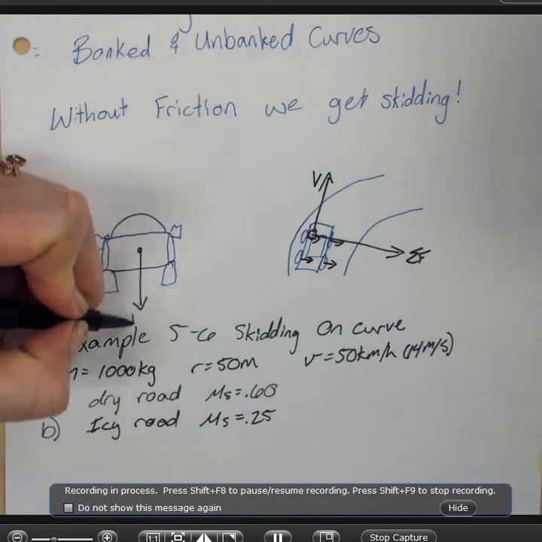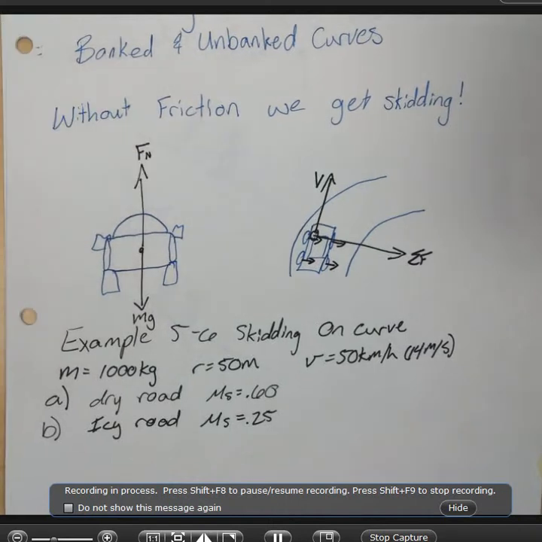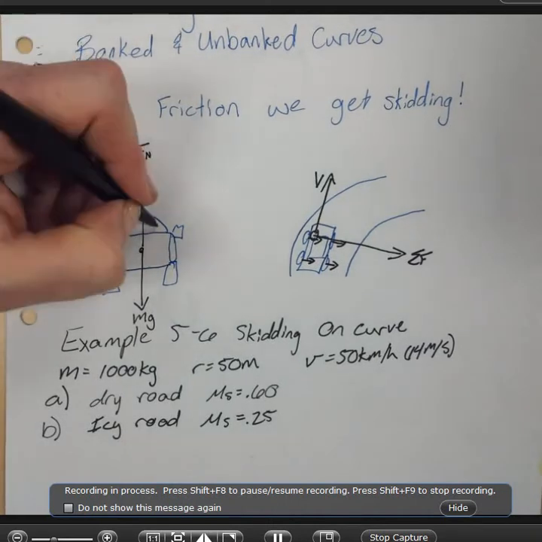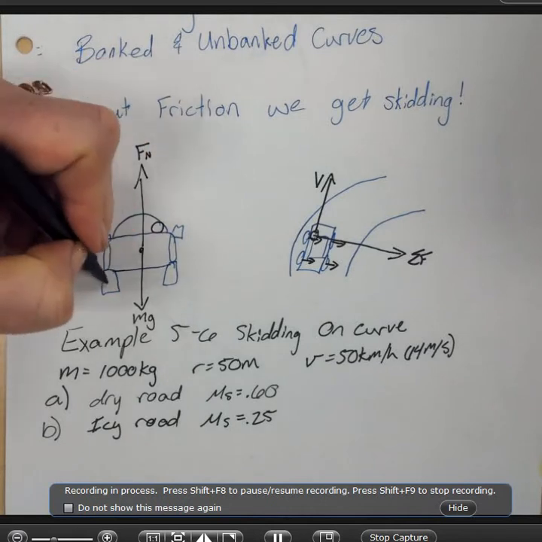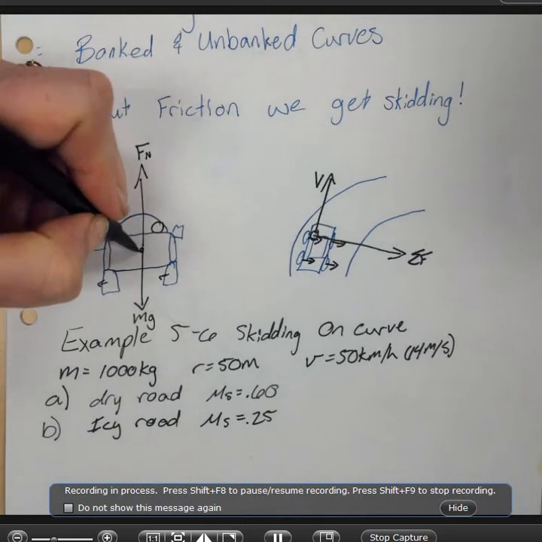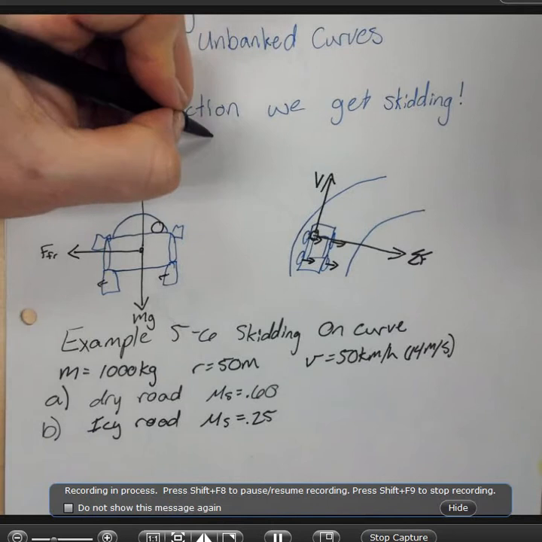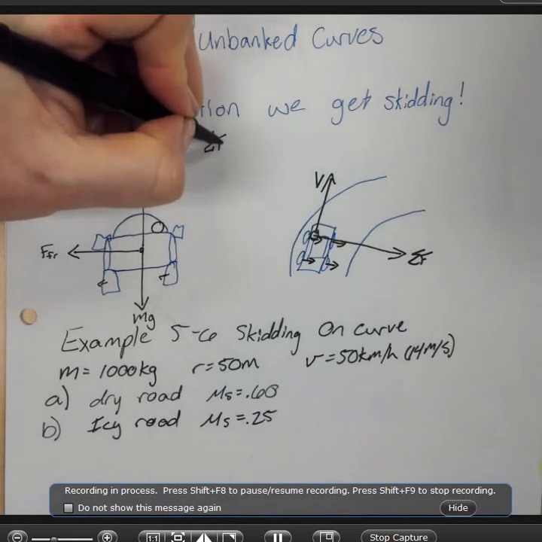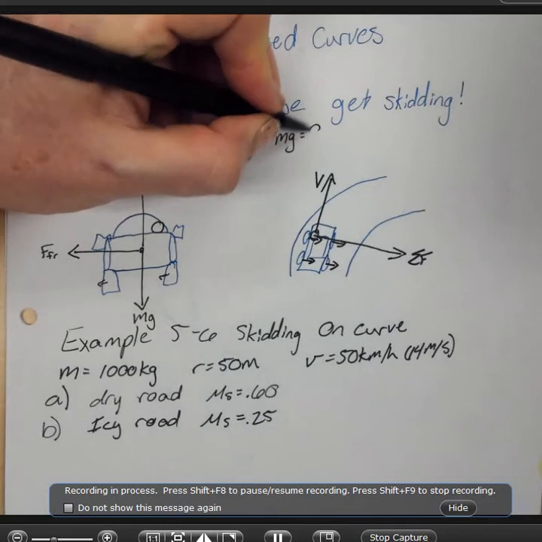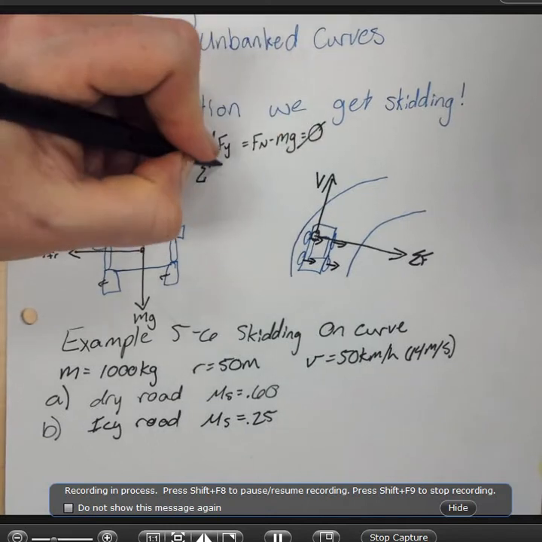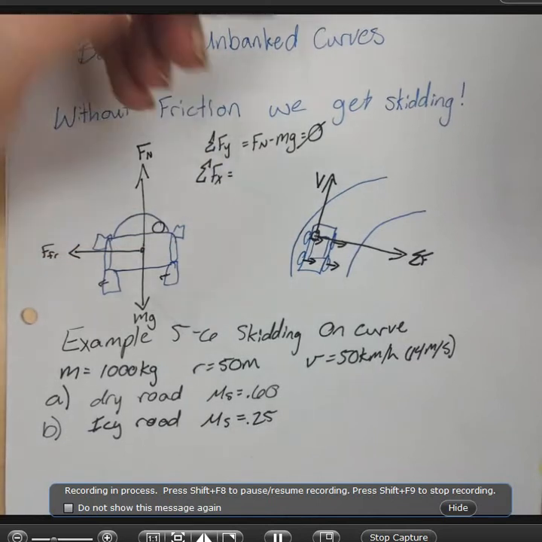So one of the things that we would look at is for your car, you're going to be experiencing mg and Fn. And then if you're making a left-hand turn, the individual frictions from each of those would create a force of friction here. And so in the y direction, you'd have Fn minus mg equals 0. But in the x direction, you'd only have friction. There's no other force acting in the x direction.